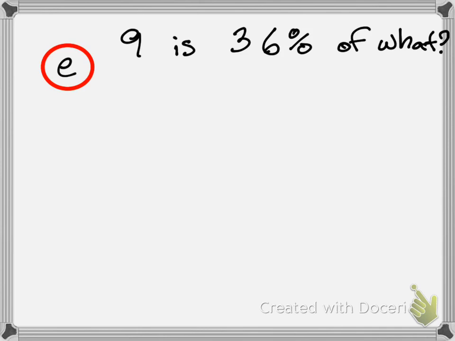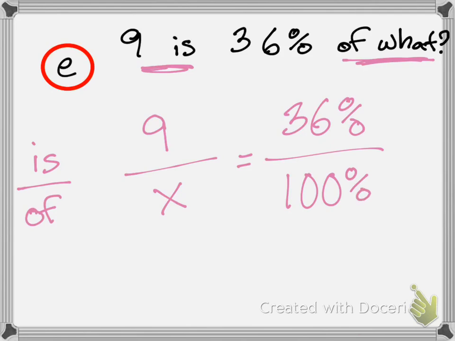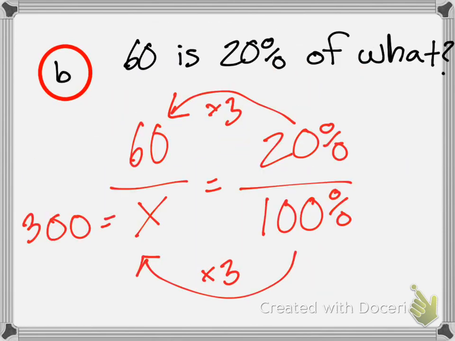Oh, it's easy. In this problem, 9 is of what? So, our is over of. Who can tell me what's our is? Our is 9. What's our of? The variable x. And then we're always equal to the percents on the other side. Remember that earlier slide I showed you? Yeah. Exactly. So, here we are.